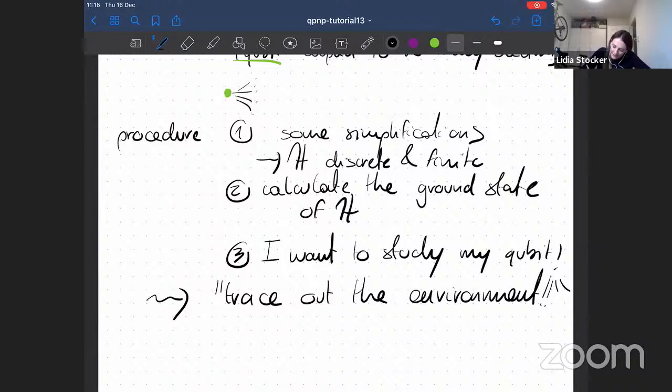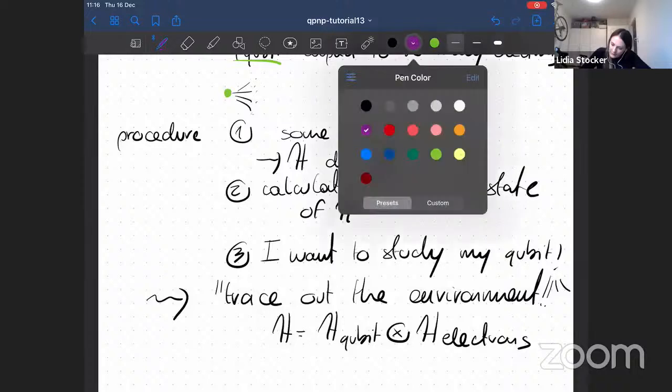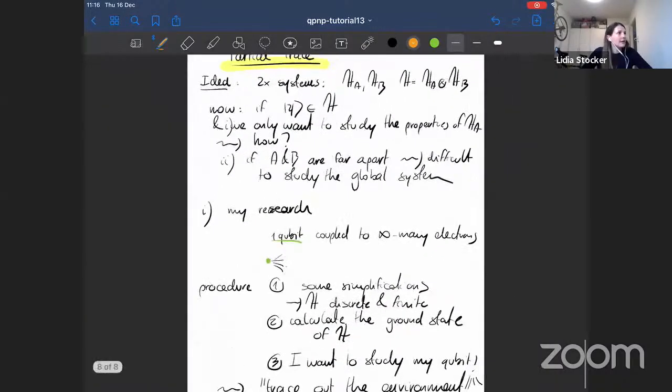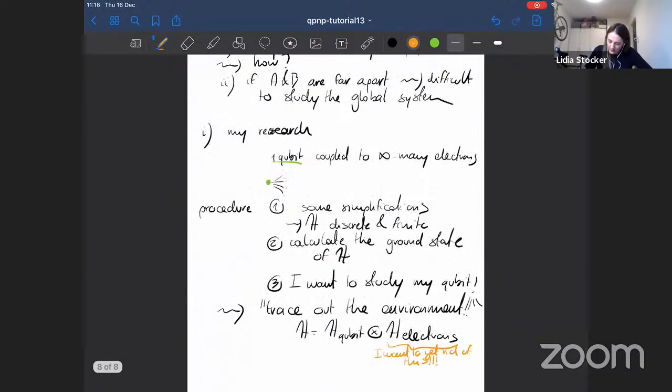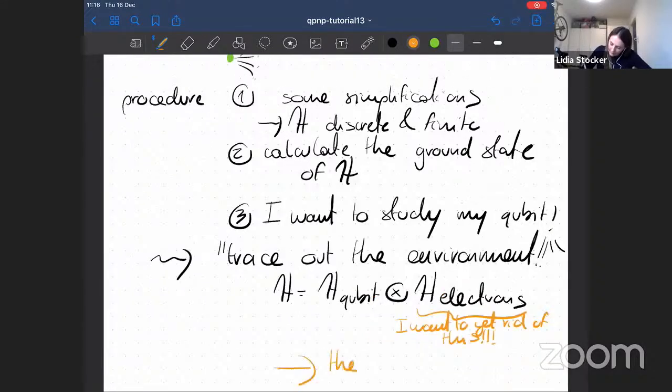So if I have here H equal to H qubit tensor product H electrons, I want to get rid of this. Now we look at the definition of the operation we want to implement to get rid of it. And this is exactly the partial trace.